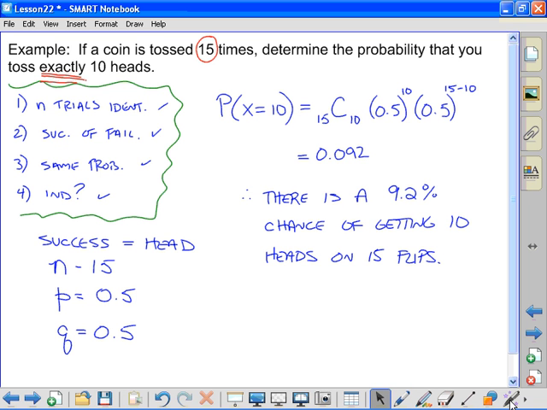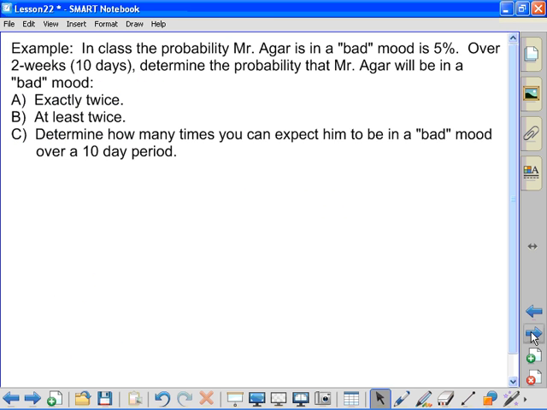All right. So this is when it's exactly. Exactly is always the situation you're hoping for. If it doesn't say exactly, then you're going to have to create a table.